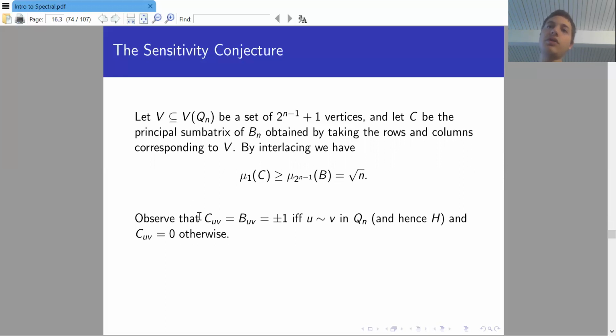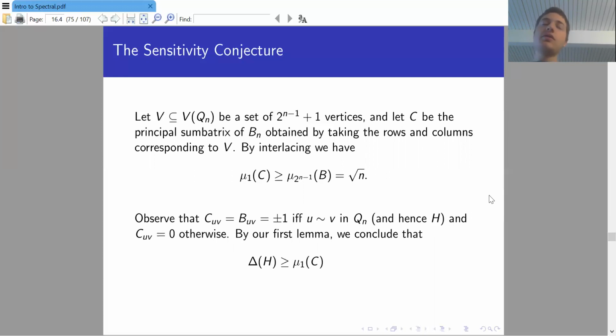And furthermore, if you look at the structure of C, we see that its UV entry is the same as the UV entry of B, which is plus or minus 1 if and only if U is adjacent to V in Qn, and hence also in H, and it equals 0 otherwise. In other words, C is some representative matrix of our induced subgraph H. And because of this, we saw by that generalization of our argument for the adjacency matrix that the maximum degree of H is at least the largest eigenvalue of C, which is square root of n, which is exactly what we wanted to prove. And I'll note that this step here, which was crucial for us, we just barely got by with this, right? If we had to go one further down in eigenvalue, this would turn into a negative square root of n, and we'd get nothing.